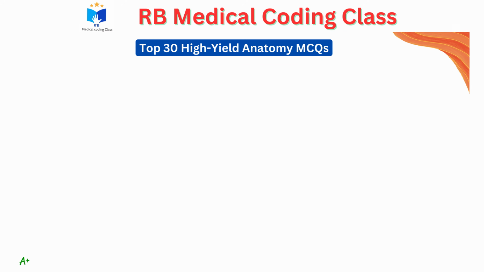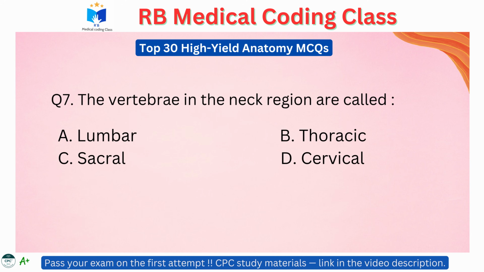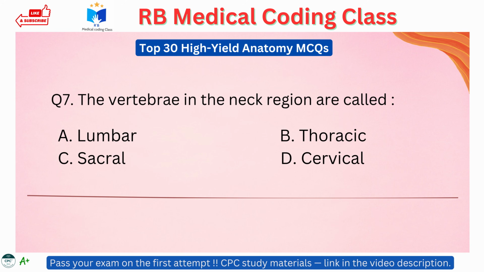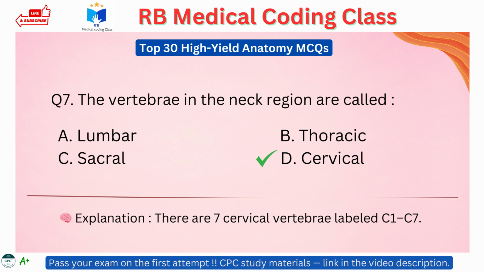Question 7. The vertebrae in the neck region are called A. Lumbar. B. Thoracic. C. Sacral. D. Cervical. Answer. D. Cervical. Explanation. There are 7 cervical vertebrae labeled C1 to C7.